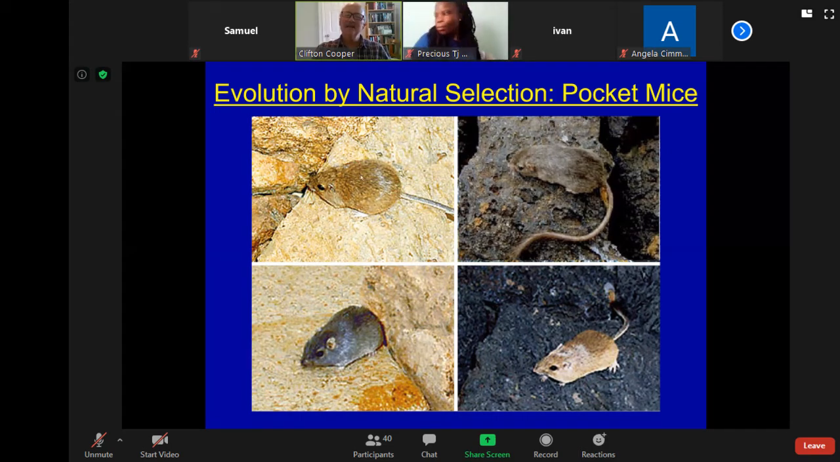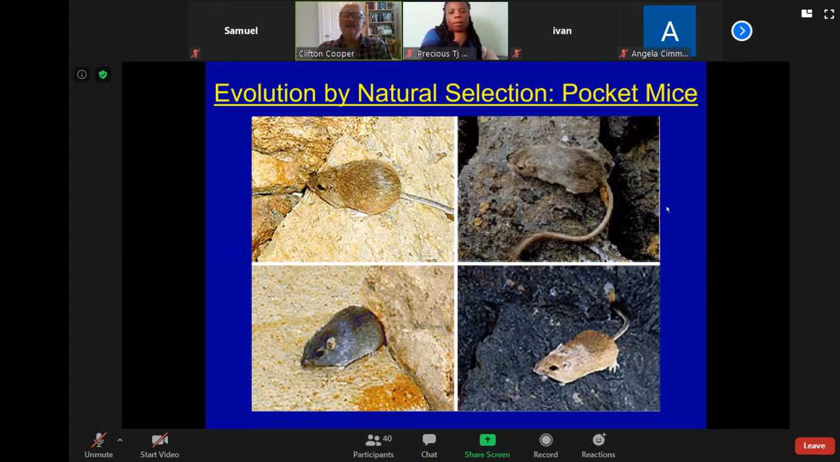But this light colored mouse, if he's on a dark background, all of a sudden that's not the way to be. And this charcoal one, if he's on the black rock, great. But if he's on the light rock, again, he stands out. So natural selection, what you can do is predict from it.